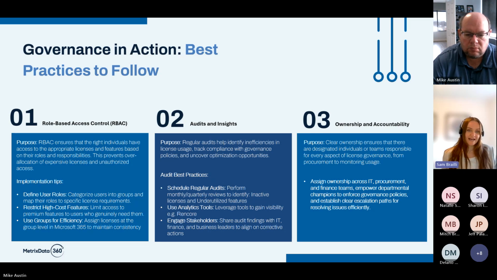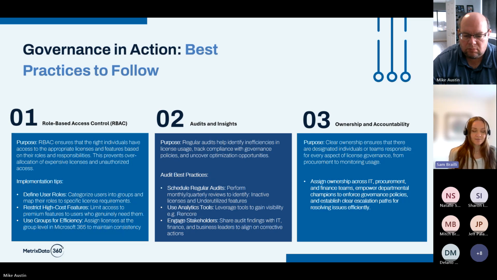Now we've got audits and insights. Regular audits can help us track license usage, verify compliance with policies, and find opportunities to optimize. Now, without these checks, we could end up paying for licenses that we don't need, basically. So what can we do to make these audits more effective? We could start off by scheduling regular audits, whether we conduct reviews monthly, quarterly, whatever you feel is relevant for your organization, to help us catch these issues early.